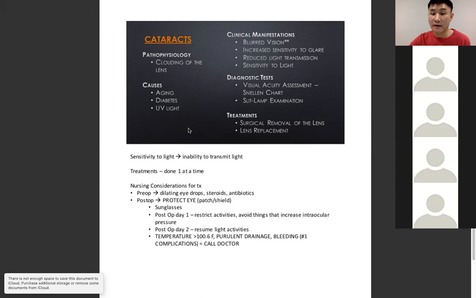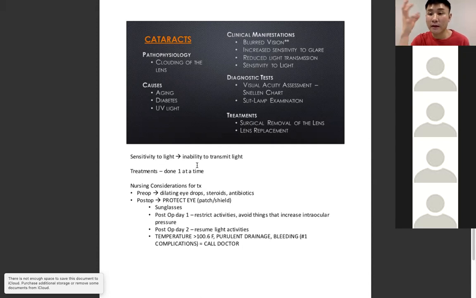How do we diagnose cataract? Visual acuity assessments, Snellen chart, slit lamp examination. Don't worry about that, she's not going to ask you. But definitely know the clinical manifestations, because it is important to know the assessment for someone who has cataracts. Treatment: surgical removal of the lens and lens replacement. Sensitivity to light is due to the inability to transmit light. That is the reason why people with cataracts have sensitivity to light.